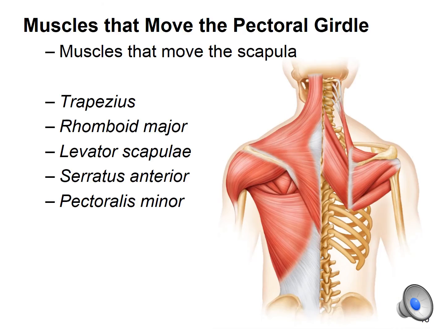So muscles that move the pectoral girdle. Remember that the pectoral girdle is made up of your scapula and your clavicle. So these muscles are the trapezius, your rhomboid major, your levator scapulae, your serratus anterior, and your pectoralis minor. So again, levator scapulae, what a great name to just show us what the muscle is doing. It's levitating or pulling up on the scapula.